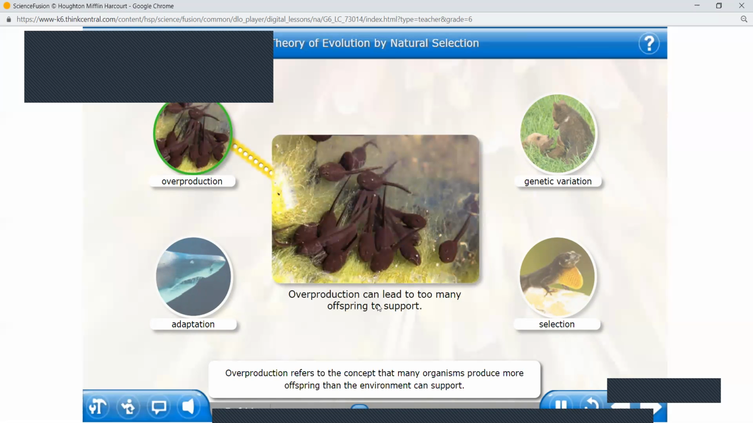Overproduction refers to the concept that many organisms produce more offspring than the environment can support. Competition for limited resources means that not all of these offspring will survive. Now, girls, if they give birth maybe to 20 offspring at one time, those 20 will not survive.